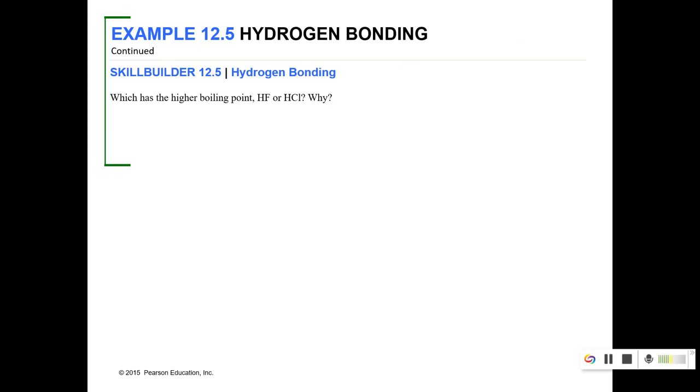Okay, between these two, we're looking at which one has the higher boiling point. They are both polar. You're looking for the one that has hydrogen bonding, HF, because it's F, O, and N that have to be attached. So HF has hydrogen bonding, which is the strongest intermolecular force. Therefore, it has the higher boiling point.